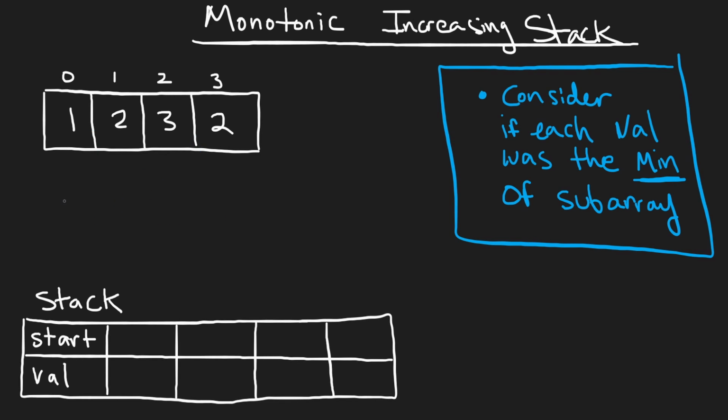So we're just going to be going from left to right in our input array. We're going to look at the first value. It's 1. It starts at index 0. So what are we going to do? We're going to go ahead and just add that to our stack.